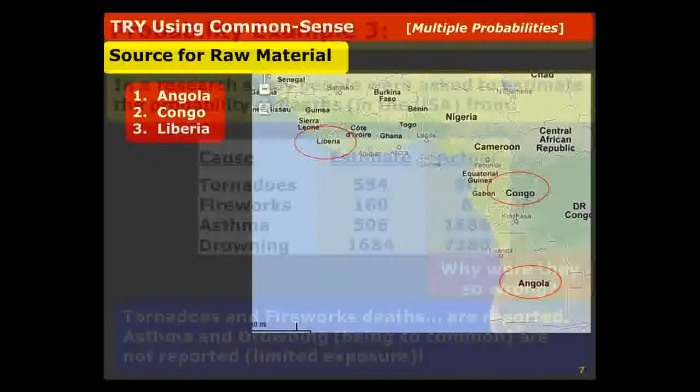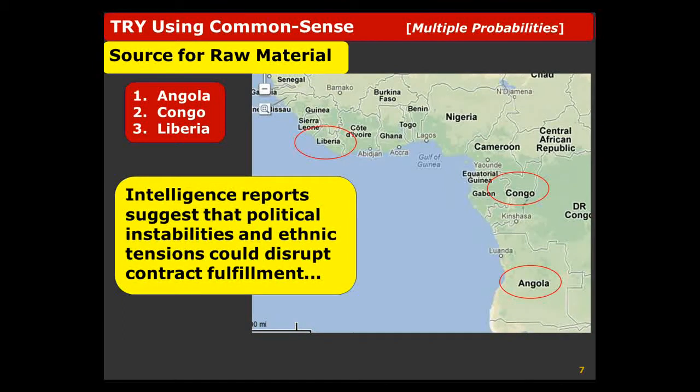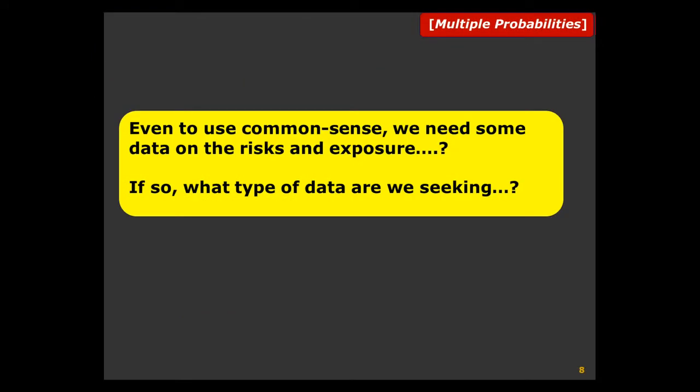We're in trouble again. Well, let's try a corporate scenario. When we have multiple probabilities, let's see if common sense can help us. A company is trying to get some raw materials from one of 3 nations in Africa: Angola, Congo, and Liberia. Intelligence reports suggest that political instabilities and ethnic tensions could disrupt contract fulfillment. The question is, with this basic information, can we make a common sense decision? No. Even to use common sense, we need some data on risks and exposure.